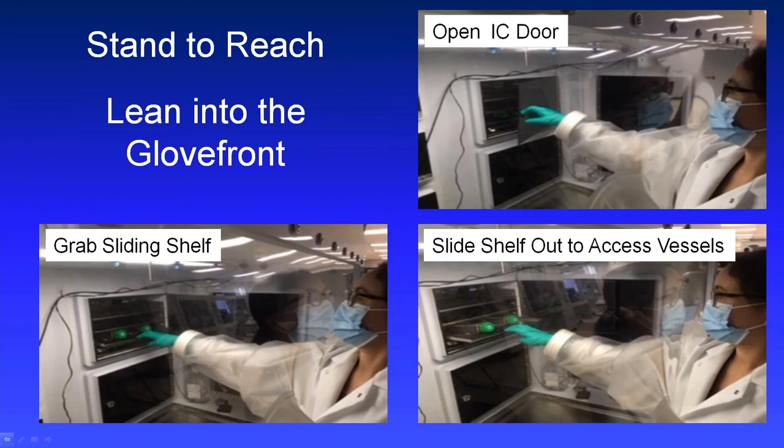grab an incubator shelf. And something else that you're going to have to get used to is pulling those shelves out of the incubation chambers in order to reach your vessels off of there. That might be something that you do more often in the Xvivo system than you would in, say, a room air CO2 incubator. You're going to be sliding those shelves out in order to get your vessels off of them.